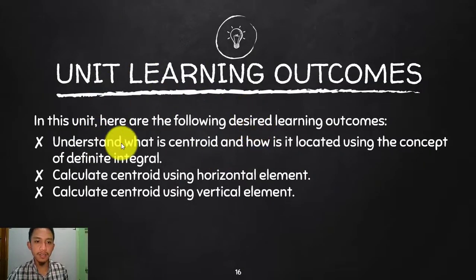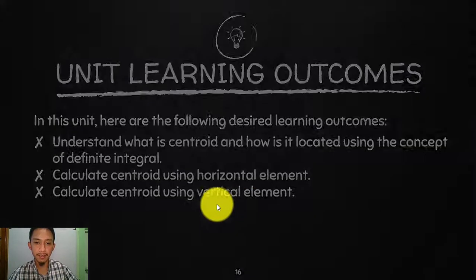So in this unit, these are your learning outcomes. First is to understand what is centroid and how it is located using the concept of definite integral, and to calculate centroid using horizontal element, and of course centroid using vertical element.